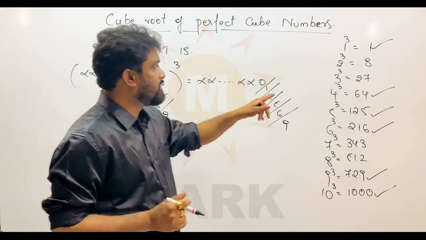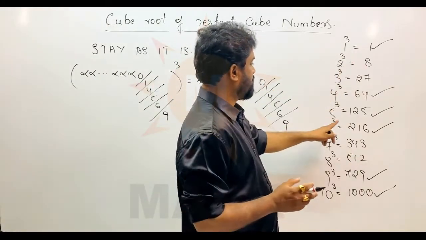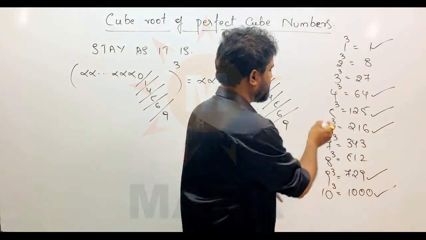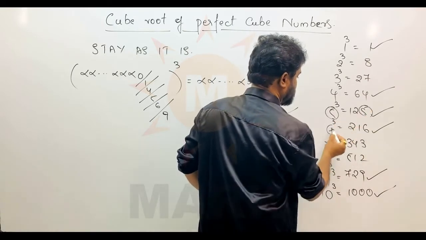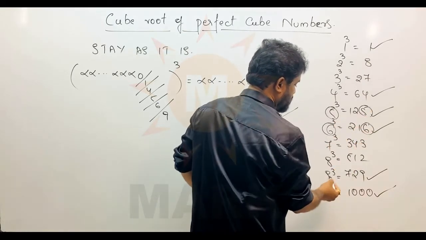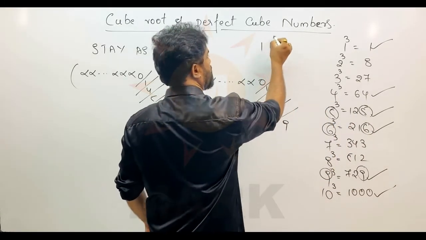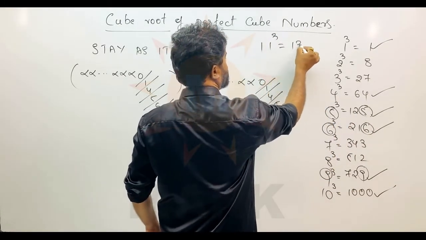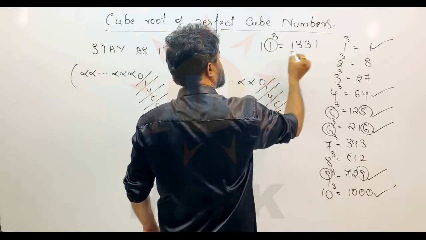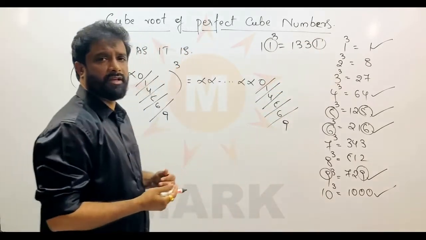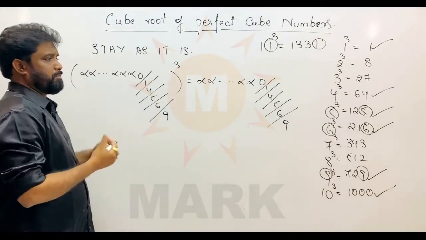You can see here, 1 cube is equal to 1 and 5 cube is equal to 125. So 5, here it is 5. 6 cube is equal to 216. 9 cube is equal to 729. You can extend this also. Suppose you go for 11 cube, 11 cube is equal to 1331. So this rule is a very important rule.